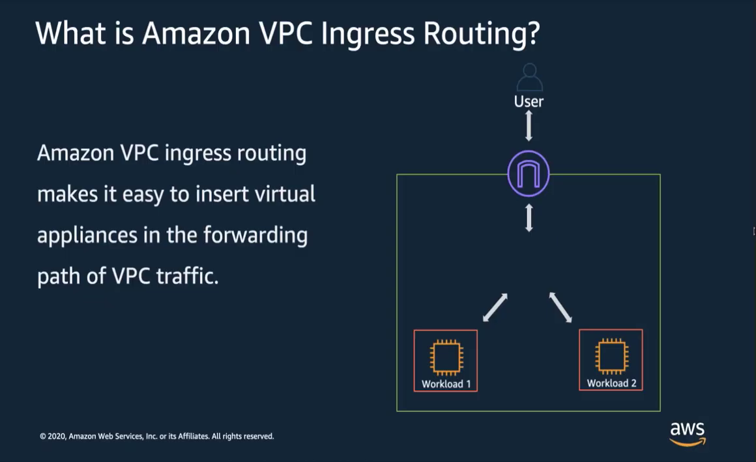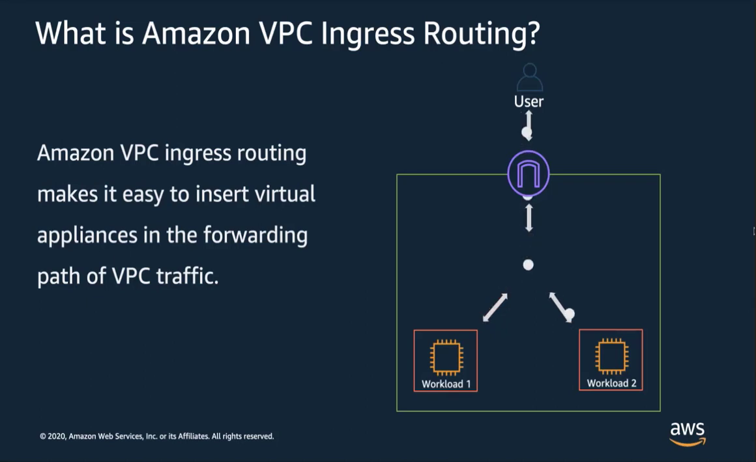So what is Amazon VPC Ingress Routing? Simply put, VPC Ingress Routing allows you to associate route tables with Internet Gateway and Virtual Private Gateway. What this does is it provides you complete control over the inbound and outbound traffic. So if you look at the animation to your right, the red traffic packets denote attacks on your workload.